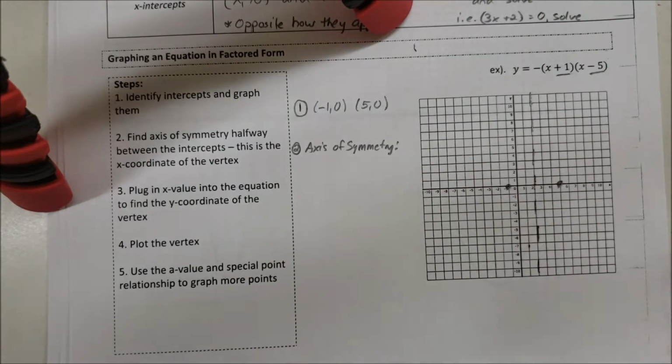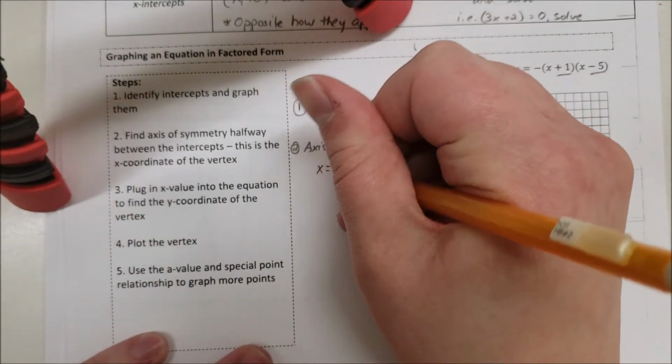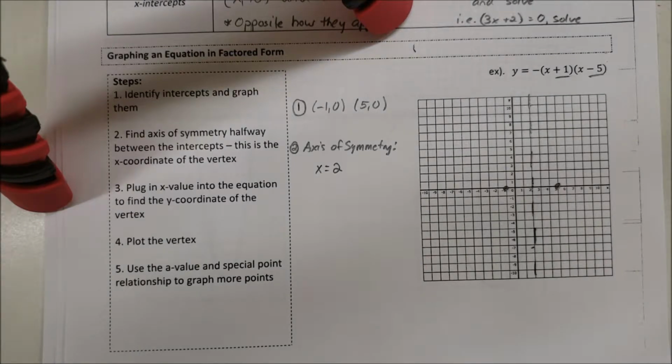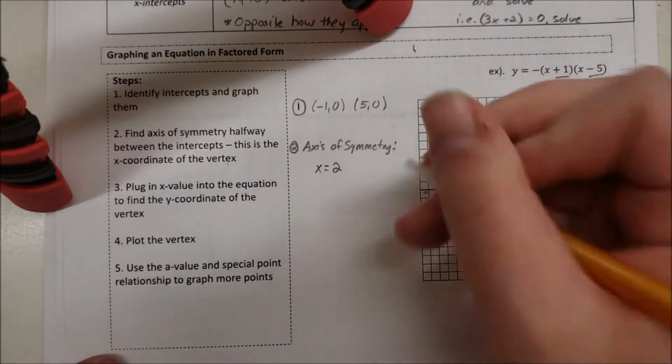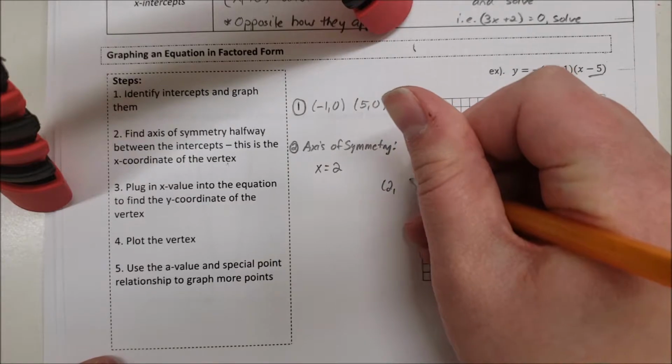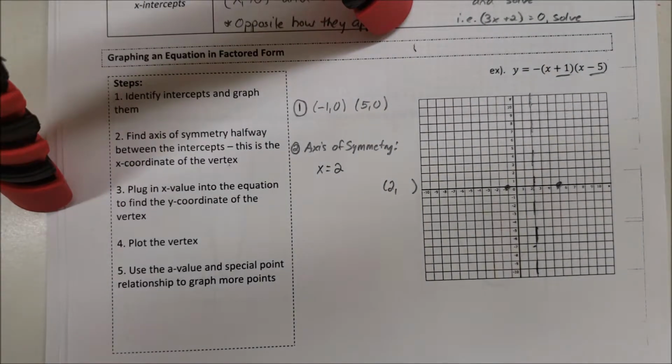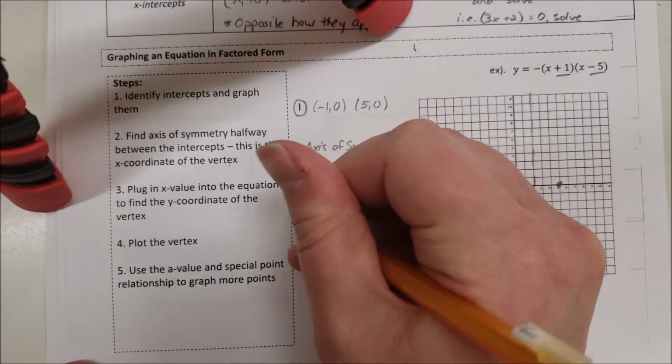So I draw that in, and then I'm going to write out my equation. x is equal to 2. So now I know where the center of my graph is, and I'm also halfway to knowing my vertex. That is going to be the x-coordinate of the vertex. So we've got (2, something). We just got to figure out what that something is. That's what step number 3 is for.